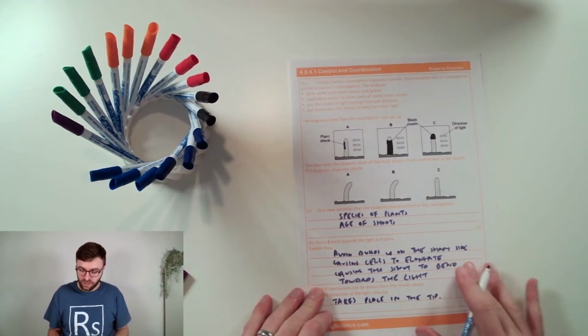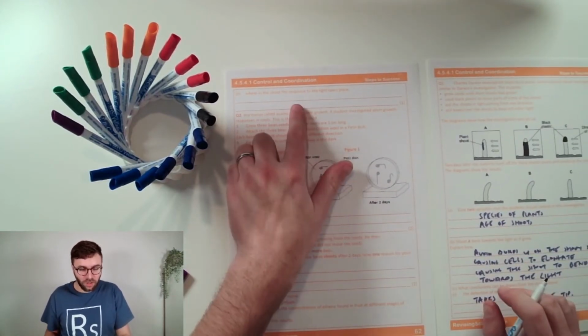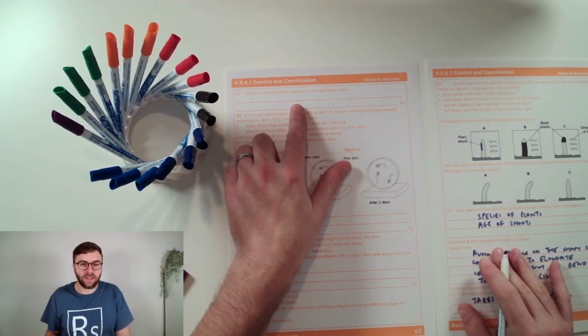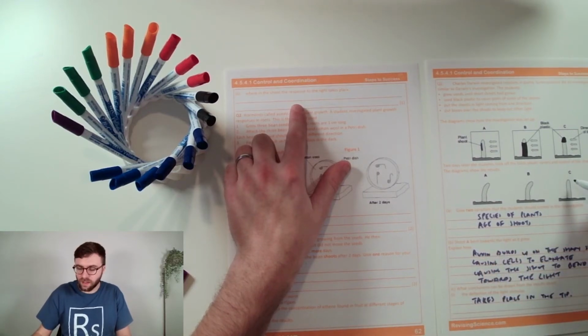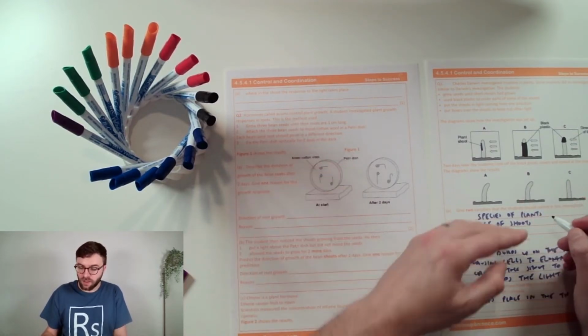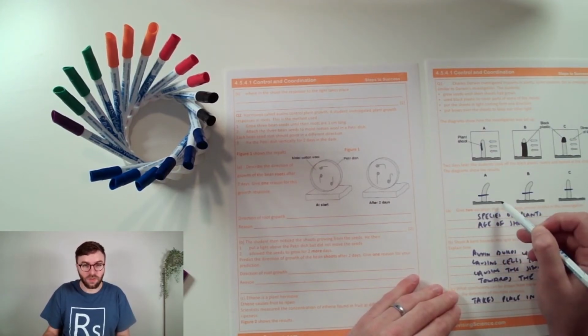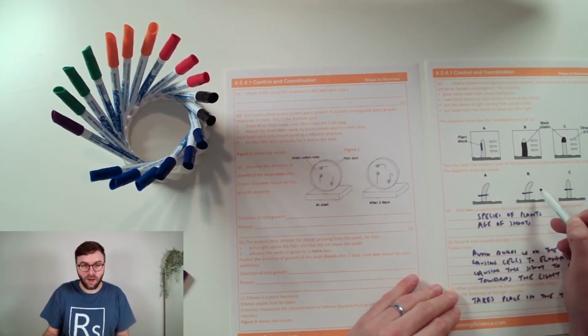Okay, let's have a look at the next question. Where in the shoot does the response to the light take place? Well, we can see that the response doesn't actually take place in the tip, it happens just behind the tip here. So I'd say that it takes place in the top half. If we look at the bottom half of all of these shoots, they all look the same. It's the top half that's different.